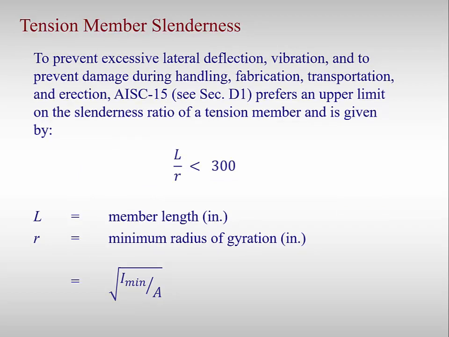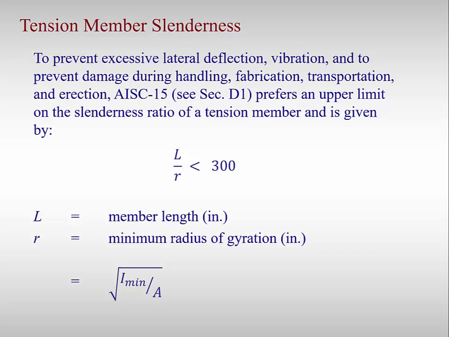In addition to designing for the two limit states of gross section yielding and net section rupture, the slenderness of a member must be checked. If a tension member is too slender, it is prone to damage during handling, fabrication, transportation, and/or erection. Also in service, it may have excessive deflection and be susceptible to vibration. To prevent these problems, the member slenderness, defined as its length divided by its least radius of gyration, should not exceed 300. Watch your units with this calculation.